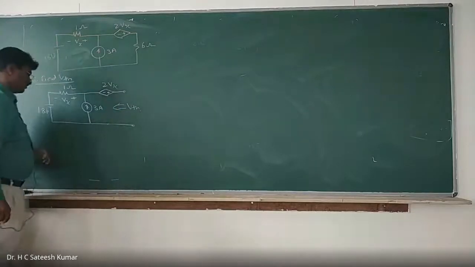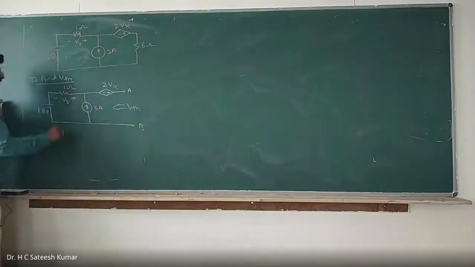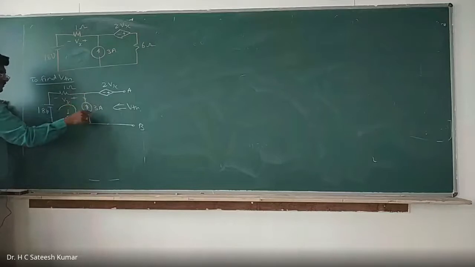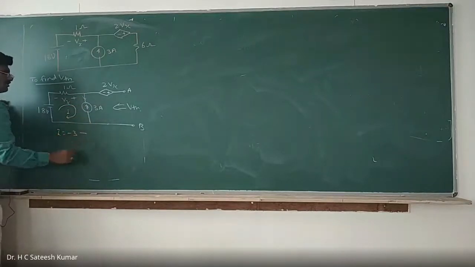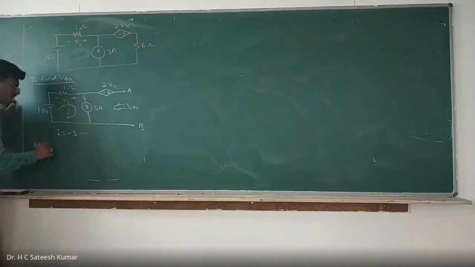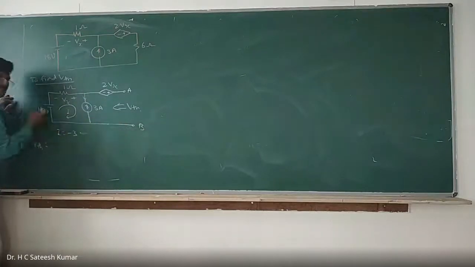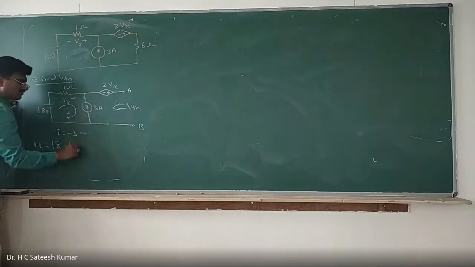Right, now you find out terminal A, B. Loop current, this is your I. There is no current here, so I is flowing here, therefore I is equal to minus 3. Now, to find VTH, I can't go this way, I'll have to go this way only. So what do we have? Minus to plus is plus 18. And in the same direction, minus 1 into I, and minus to plus, plus 2 Vx.